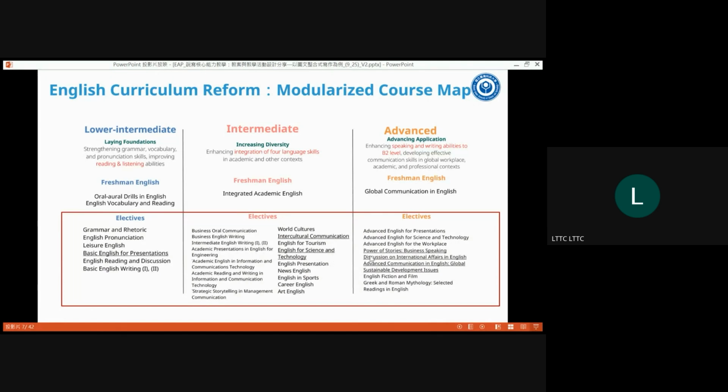And for the advanced module, the electives include power of story, business speaking, discussion on international affairs in English, and also advanced communication in English and global sustainable development issues. So these are all the electives for the three different modules, and students take those electives according to the module they are in.